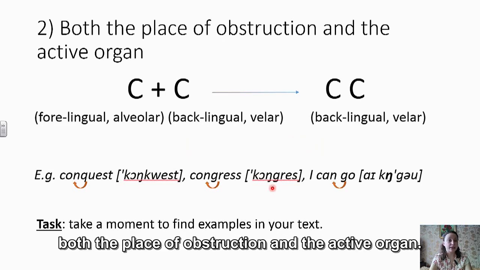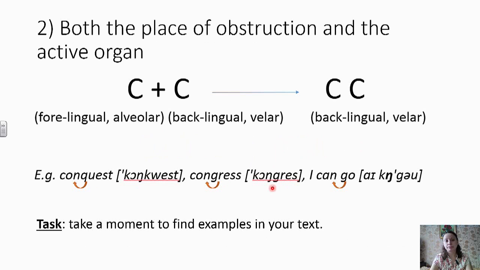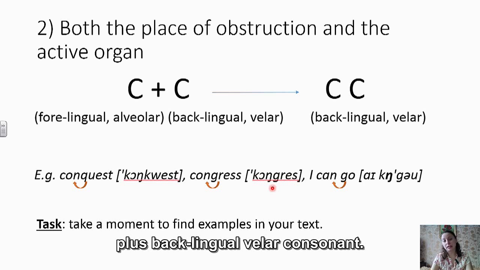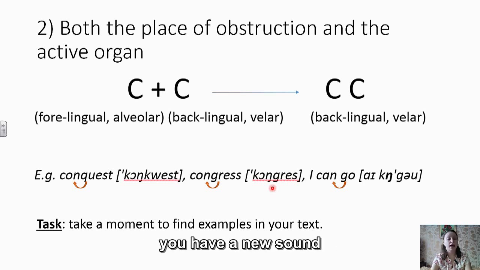Assimilation can influence both the place of obstruction and the active organ. Here, you need to have a forelingual alveolar consonant plus a backlingual velar consonant. When they come together, you have a new sound, backlingual velar, as in conquest, congress, I can go. Here you have the backlingual consonant k. It influences the preceding alveolar forelingual consonant, and it changes into a new backlingual velar consonant. It's a case of regressive and intermediate assimilation.